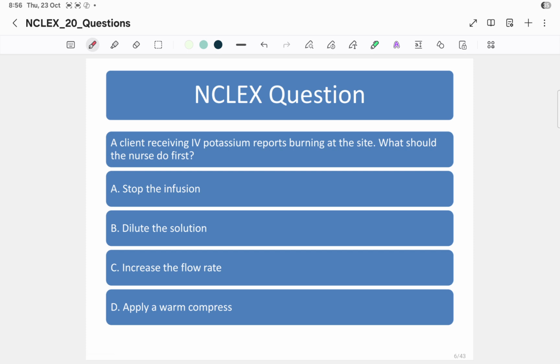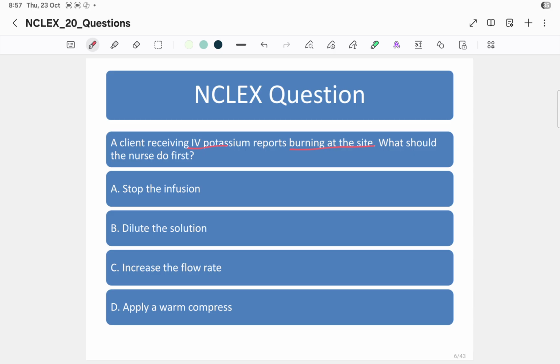A client is receiving IV potassium and reports burning at the site. What should the nurse do first? A. Stop the infusion, B. Dilute the solution, C. Increase the flow rate, D. Apply a warm compress. So there is a patient who is receiving IV potassium and reports burning at the site of IV. What should the nurse do first? So which will be the correct answer?